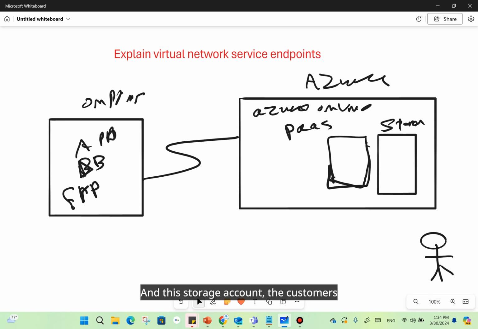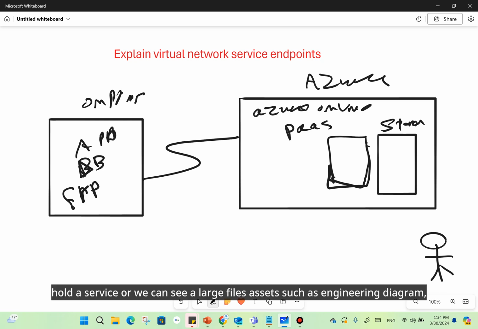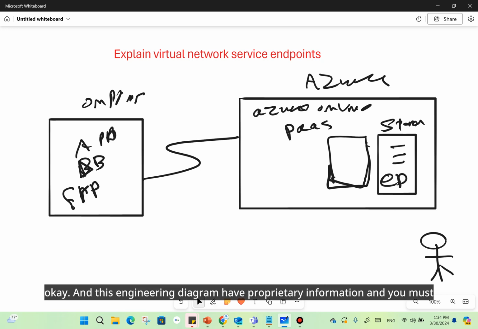And in this storage account, the customers hold a large files asset such as engineering diagrams. And these engineering diagrams have proprietary information, and you must keep them secure from unauthorized access. So these files must only be accessible from specific systems. This is the requirement from your customer or managers.